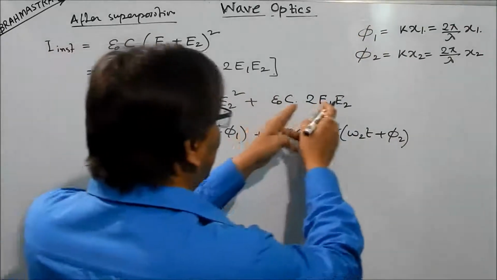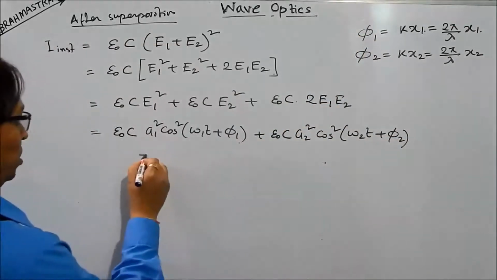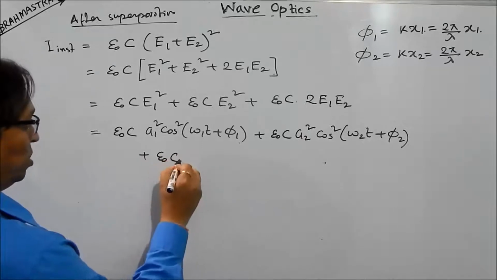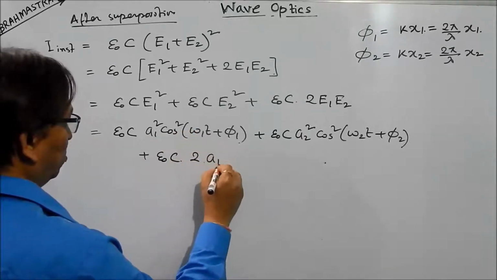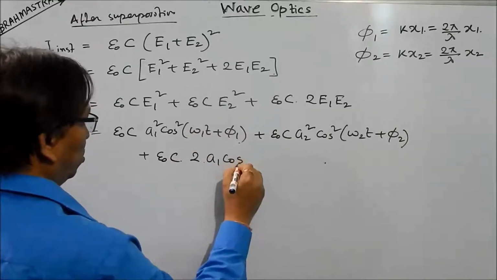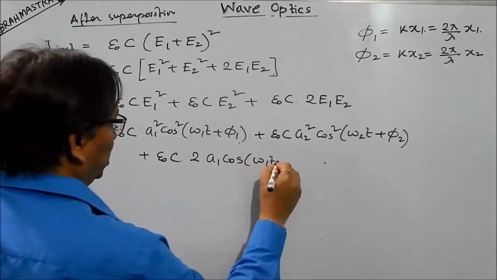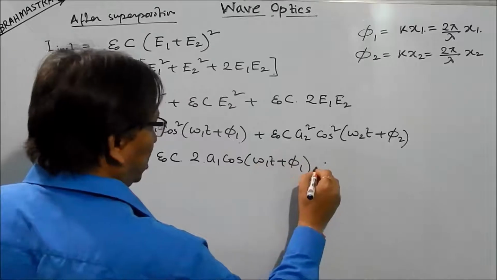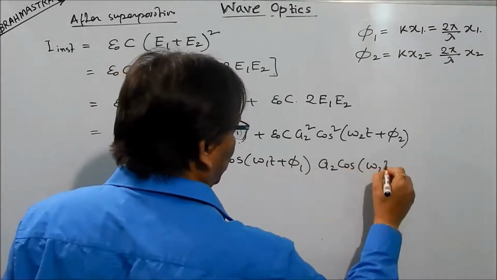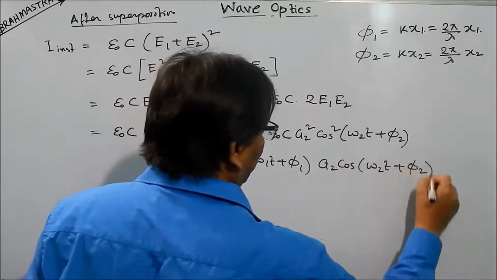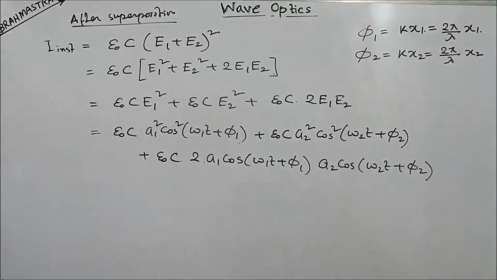And the third quantity is there. This is equal to plus epsilon naught C and 2 E1 E2, which will be A1 cos (omega 1 t plus phi 1) times A2 cos (omega 2 t plus phi 2). So this thing is coming.